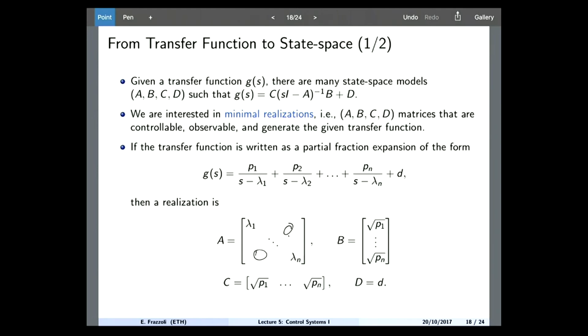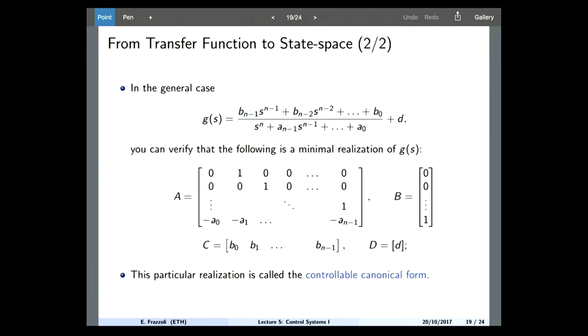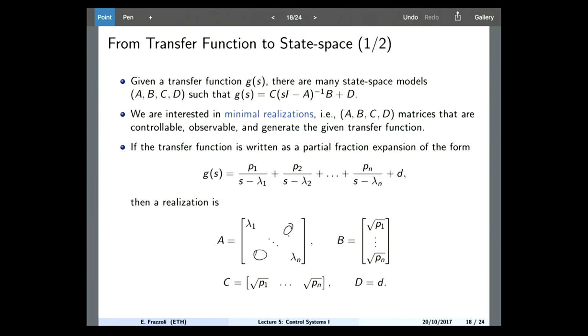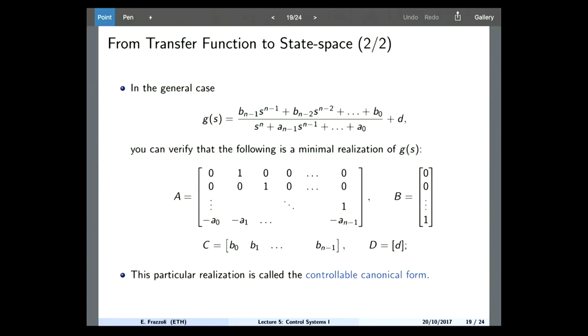What if your transfer function is not written as this partial fraction expansion? Well, something you could do is transform it into a partial fraction expansion, if you want. If you have something like that, you can always write it as this sum, if you want. It takes a little bit of work, but you can do it. Let's say you don't want to do the work, then you can verify that if I construct my A matrix in this way.